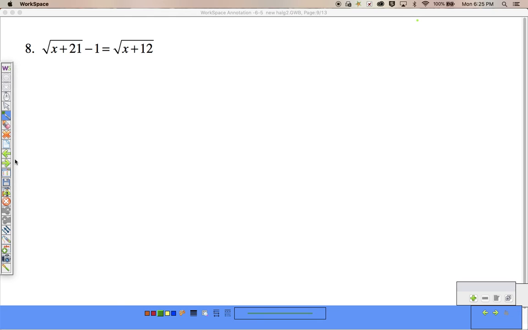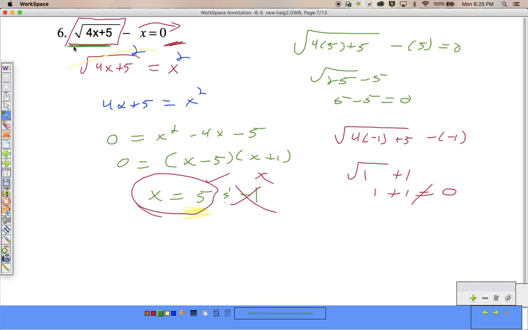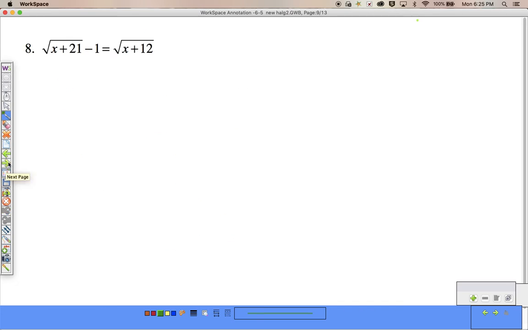All right, I've said at the beginning, let's go back a couple problems. When I gave you this problem, we tried to isolate the square root, so we move the x to the other side. Since I have two square roots, I really can't do that. So we're going to square both sides. So I'm going to square the left side as a whole and square the right side as a whole.